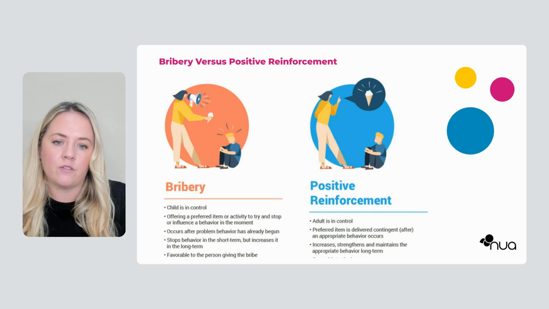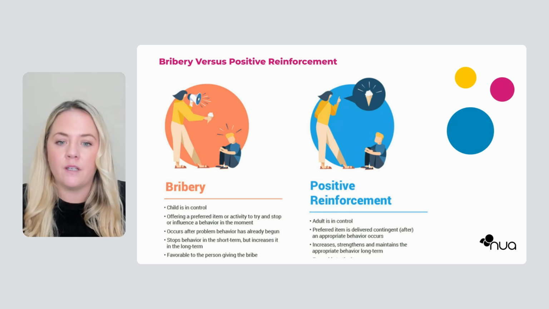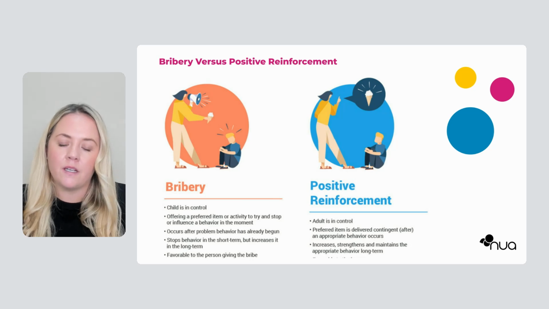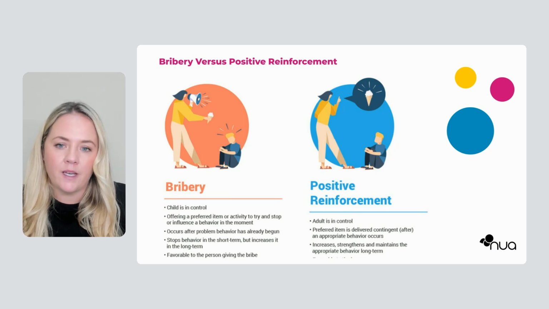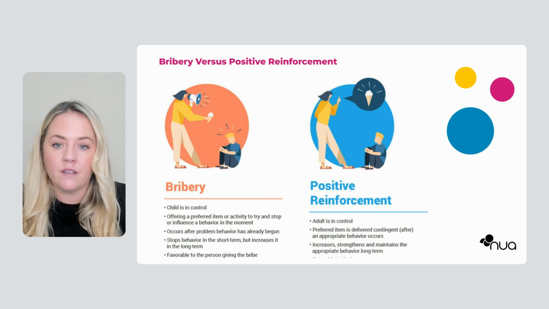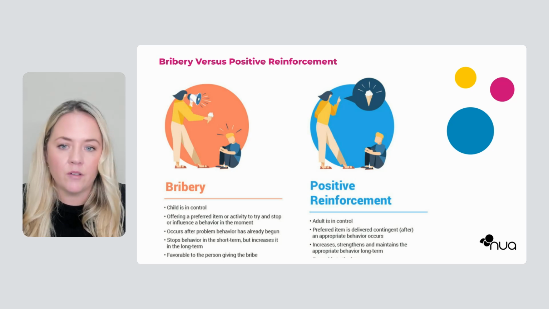It can stop behavior in the short term, but increases it in the long term because people very quickly realize, okay, I begin to engage in these behaviors, I get offered something that I like, and therefore I stop. So me engaging in these behaviors means that I get offered more things that I like. Whereas with positive reinforcement, the adult or the person delivering reinforcement is in control of that, and it's delivered contingently in a planned way, in a very first-then type of way. First we engage in this behavior and then we get this afterwards. So rather than a way to stop a behavior, it increases, strengthens, and maintains the appropriate behavior over time.